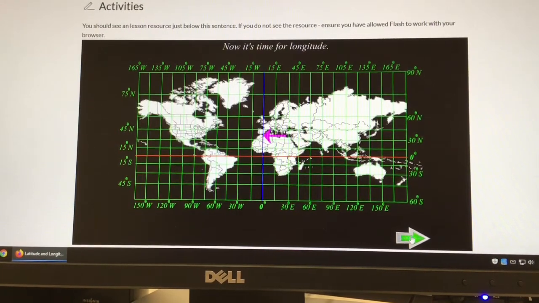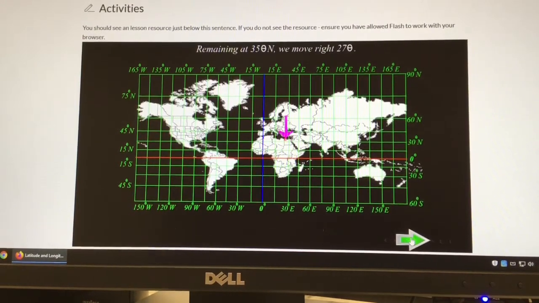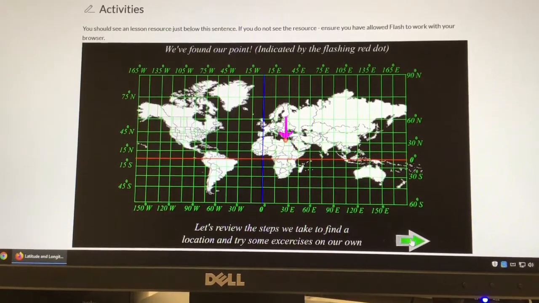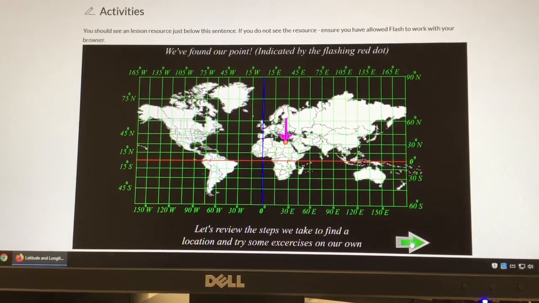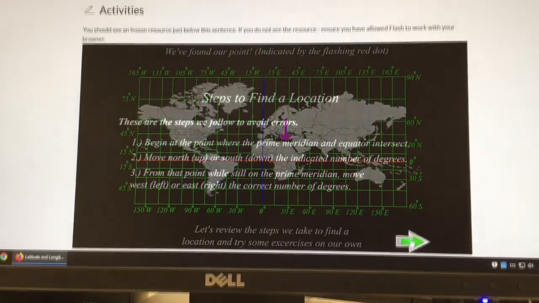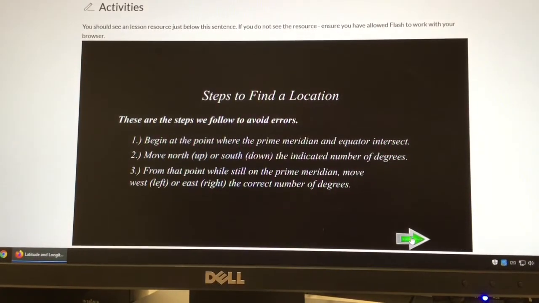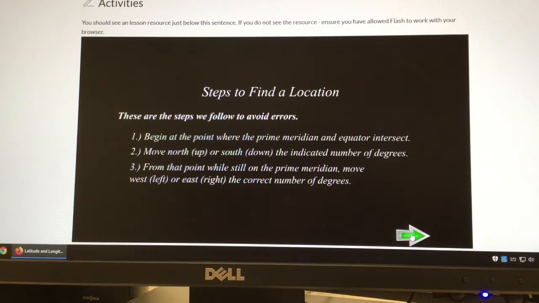Now it's time for longitude. Remaining at the 35 degrees north, we move to the right 27 degrees. We've found our point, indicated by the flashing red dot. Let's review the steps we take to find a location and try some exercises on our own. Steps to find a location. These are the steps we follow to avoid errors.